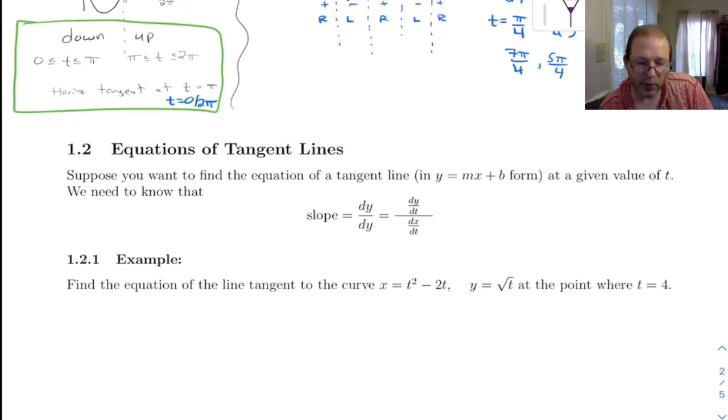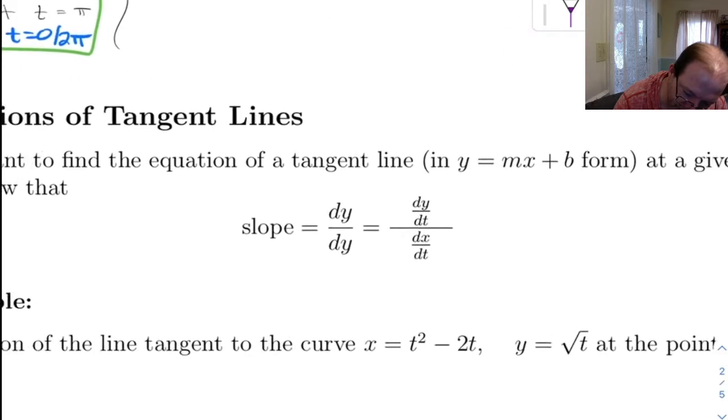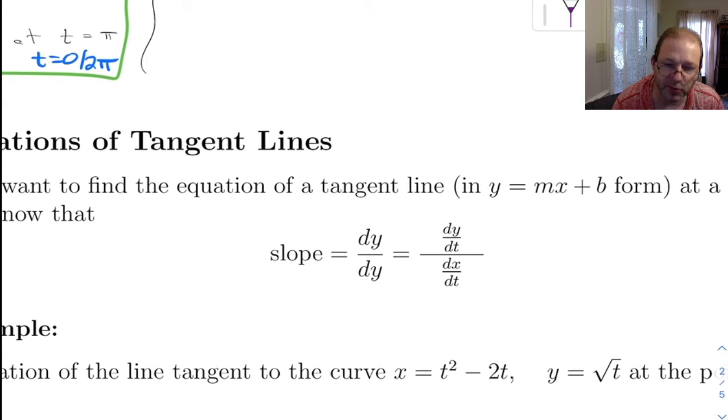All right, so we've looked at horizontal and vertical tangents, but what if you want to find the equation of a tangent line somewhere at some specific value of t? Well, in order to do that, you need this. And this is where the Leibniz notation becomes really helpful.